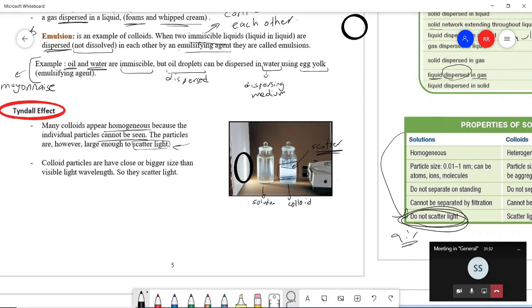In order to clarify more, imagine, most of you have seen foggy nights when you go out and you look at the headlights of a car. You can see the light passing through the fog or the fog particles, which are colloids. That's what is called scattering light.